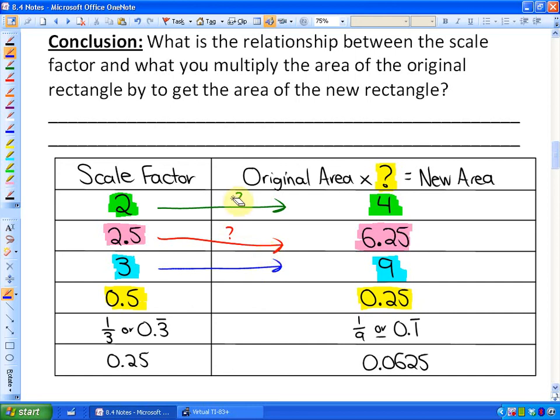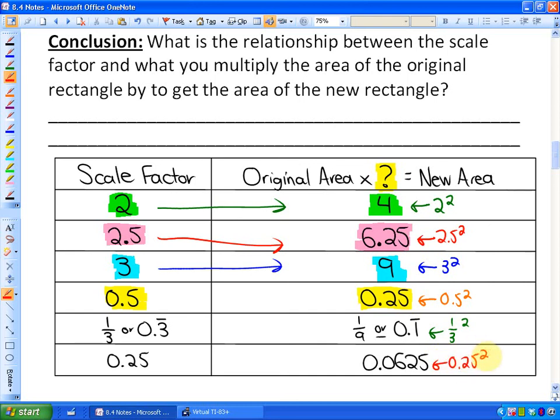Okay, what I'm actually noticing here, and this is the conclusion that we're going to come to, is that all of these numbers in this column here, so what we multiply the original area by to come up with the new area, is always the scale factor squared. This is 2 squared. This is 2.5 squared. This is 3 squared. This is 0.5 squared. This is 1/3 squared. And this is 0.25 squared.